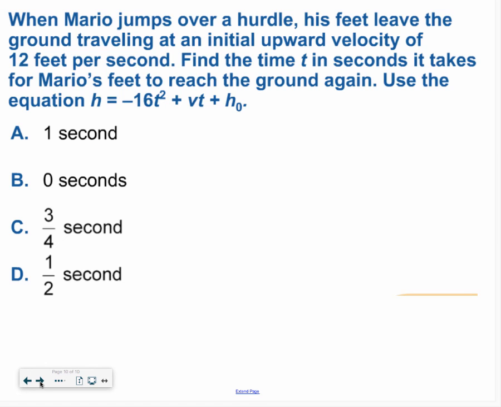All right. Why don't you go ahead and try to solve one on your own? Good luck. Hopefully you determined that the answer is 3/4 of a second.